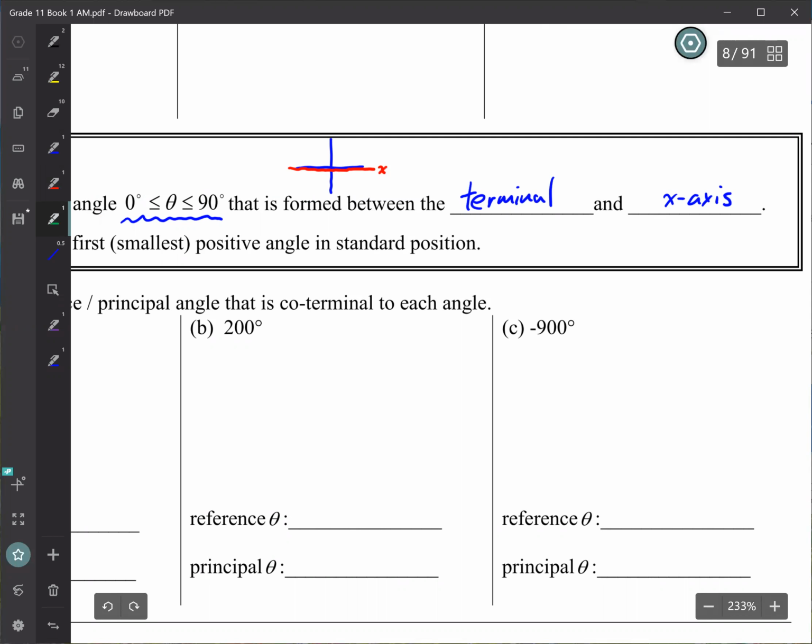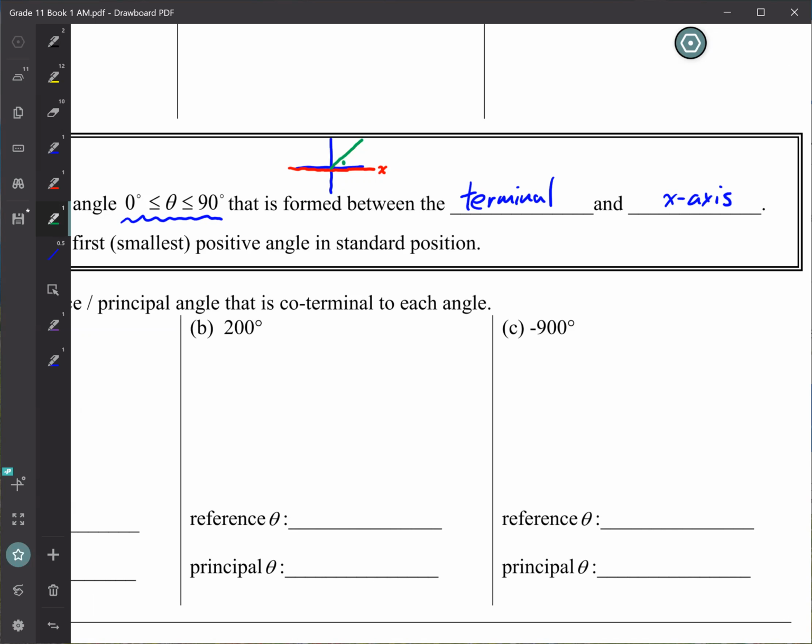The terminal arm, if it's in the first quadrant, the green line, okay, terminal arm, then the reference angle will be this green dot, because it's in between the terminal arm and the x-axis. And it has to be less than 90, right? Less than or equal, so it cannot be the other one. The other one is too big, okay? So that's why it will be there.